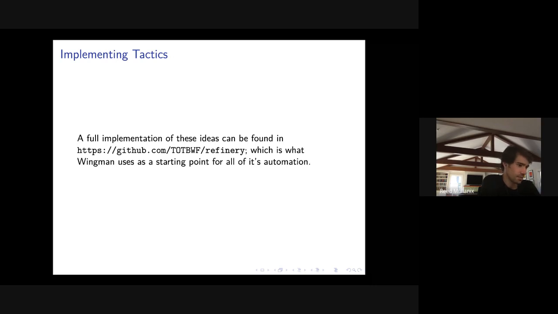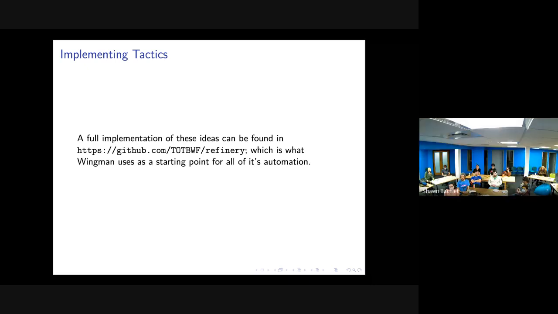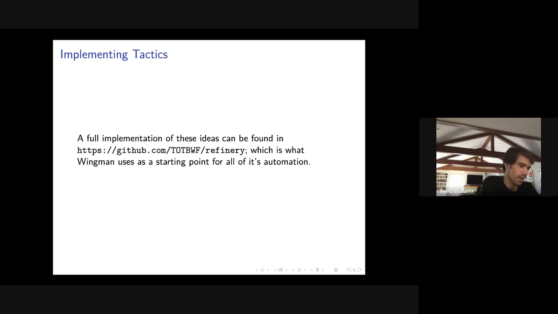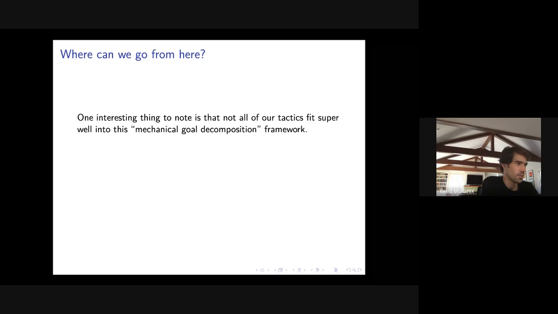Okay, so this is sort of how HLS works now, and this is how Refinery works now. If you want to use it, there's examples in the repo, and I would totally encourage people to try it out. But sort of where can we go from here?